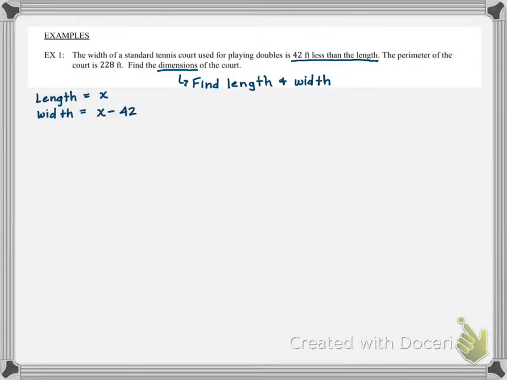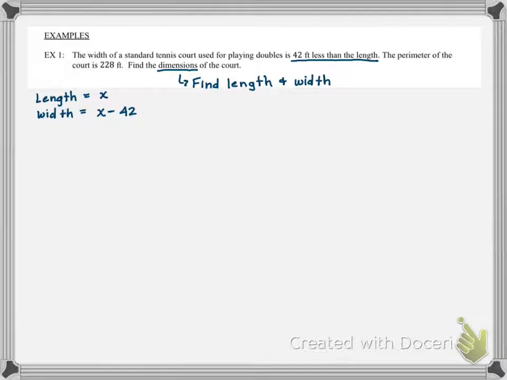And realistically, if you can deduce that that means that the length is 42 more than the width, you could make the width x and make the length x plus 42. This way just doesn't require any rearranging of that relationship.